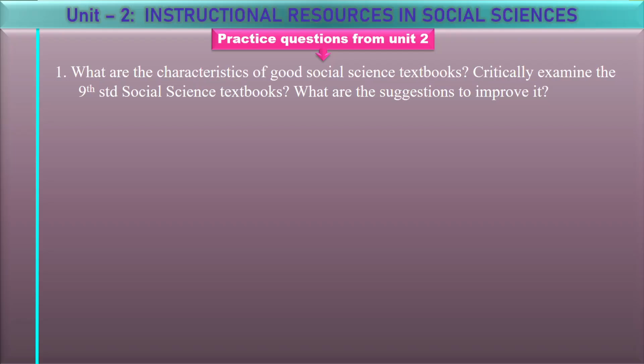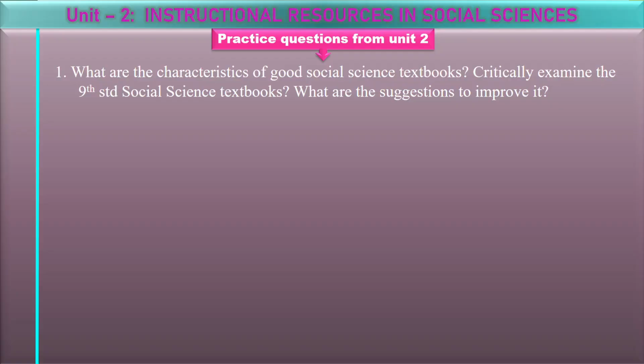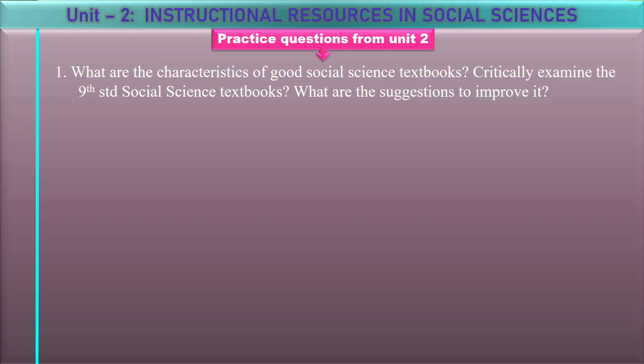First question: What are the characteristics of a good social science textbook? Critically examine the ninth standard social science textbook. What are the suggestions to improve it? For this, you should have knowledge of a social science textbook, whether grade 9, 8 or 10; at least go through one or two textbooks. Or if you don't know, you can answer generally also. It's about the textbook's physical appearance, its quality and quantity. We talk about age appropriateness.